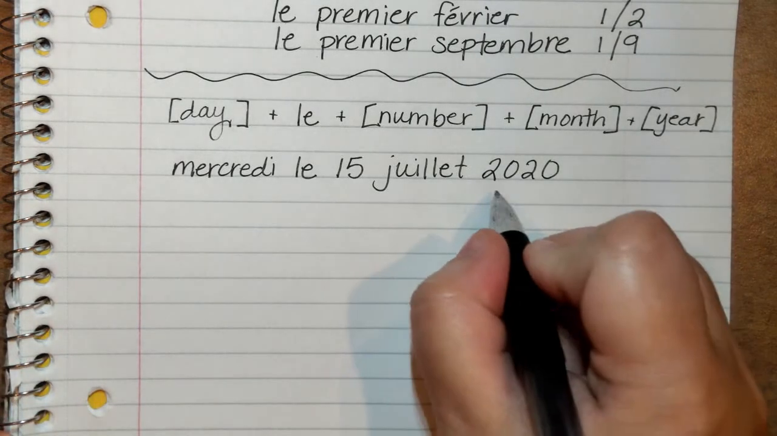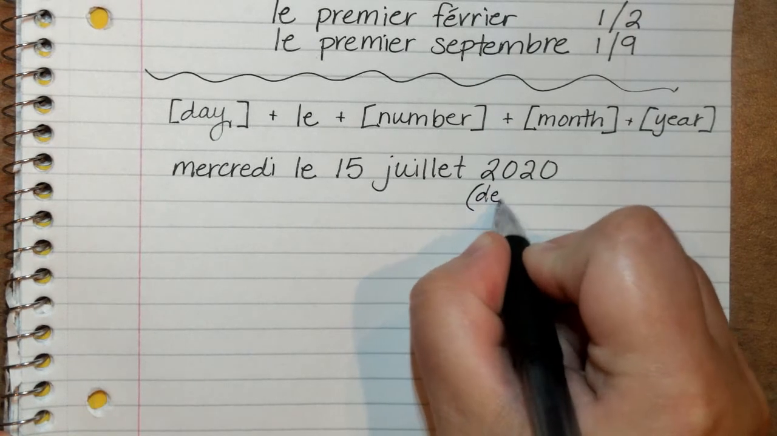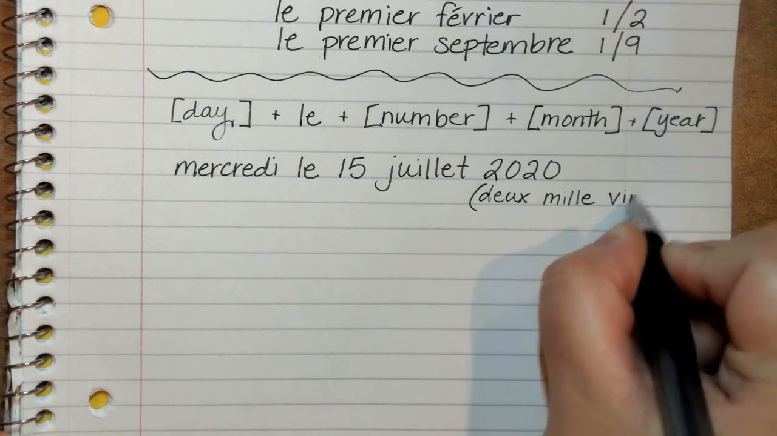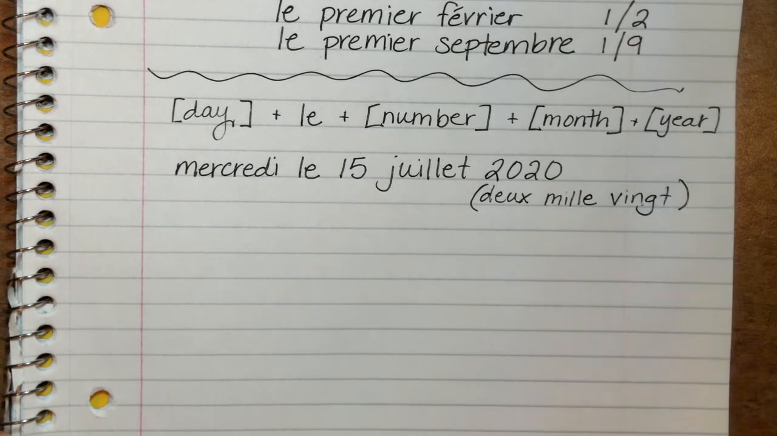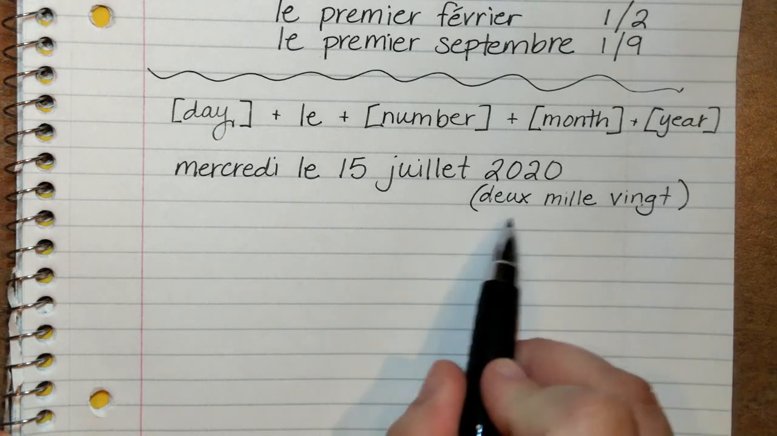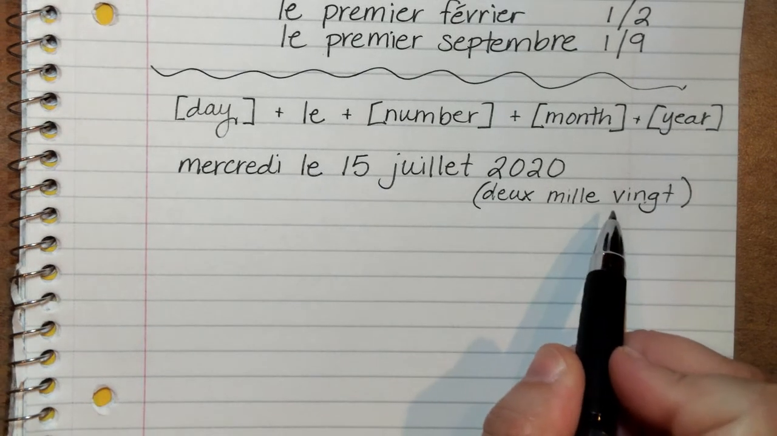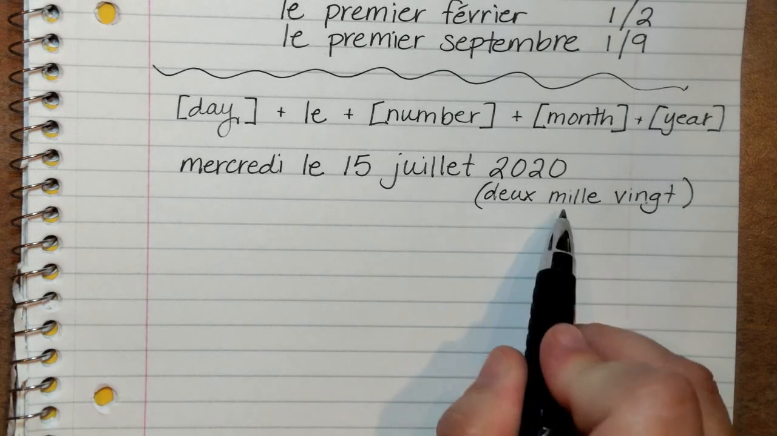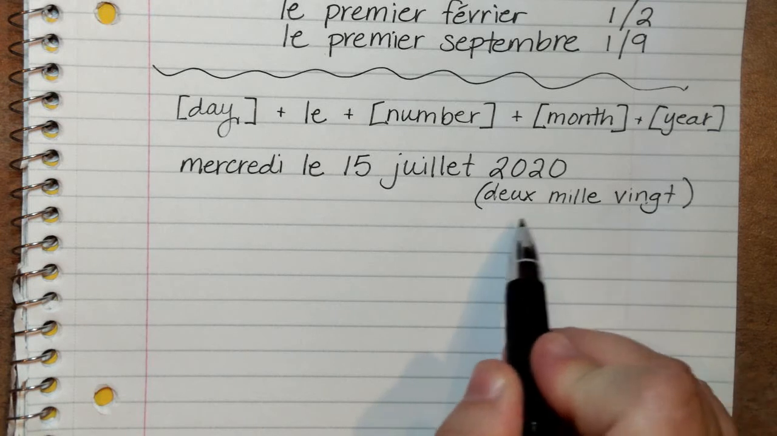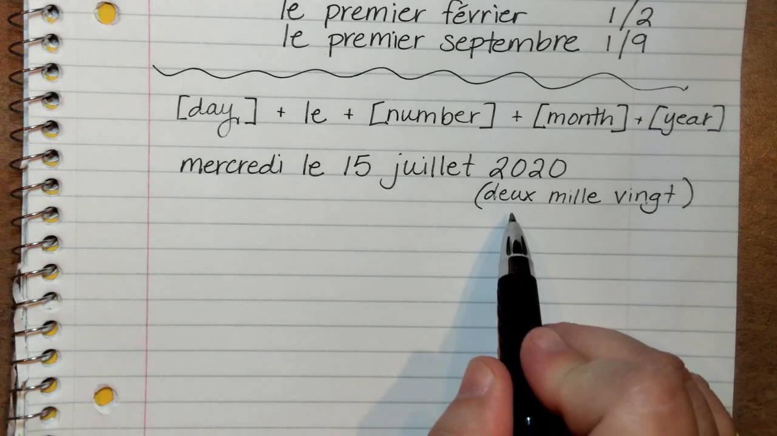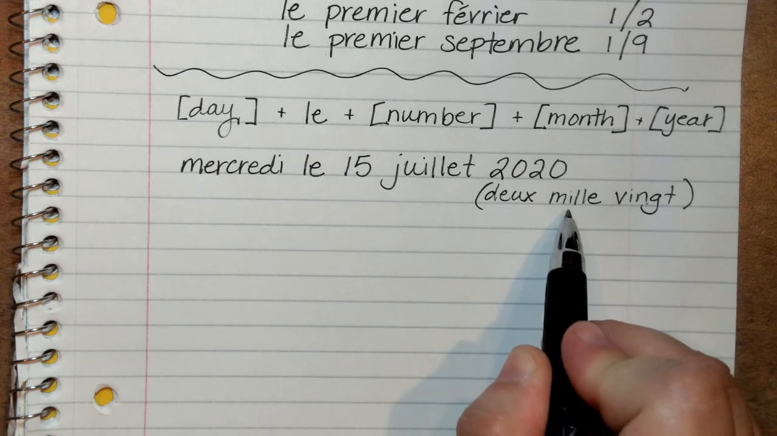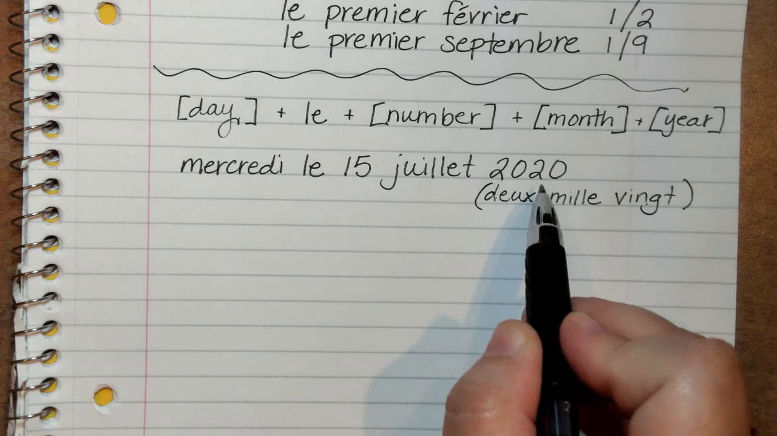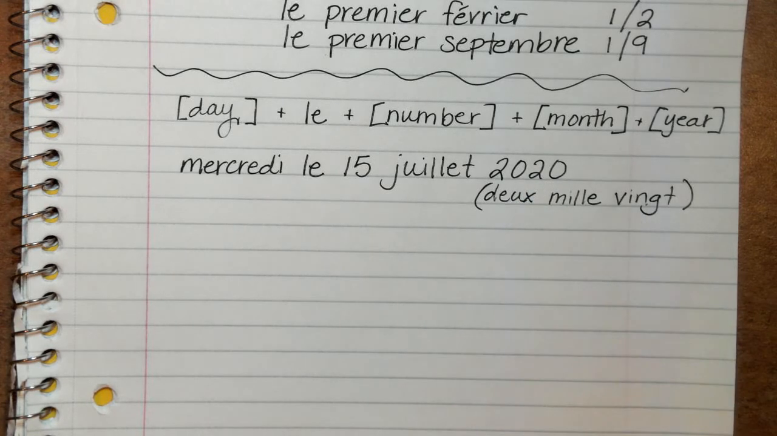If you're saying it out loud, you want to be able to say 2020. If you're just writing it, you can just write it like this, and you don't have to worry about how it's said. So if it were 2025, you would put 2025. You take these last two digits and just turn them into a two-digit number and put it right here.